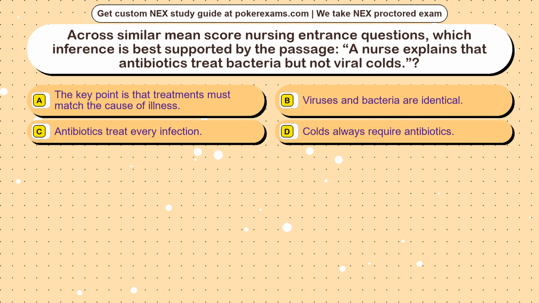Question 20. Across similar mean score nursing entrance questions, which inference is best supported by the passage? A nurse explains that antibiotics treat bacteria but not viral colds. Option A. The key point is that treatments must match the cause of illness. Option B. Viruses and bacteria are identical. Option C. Antibiotics treat every infection. Option D. Colds always require antibiotics.